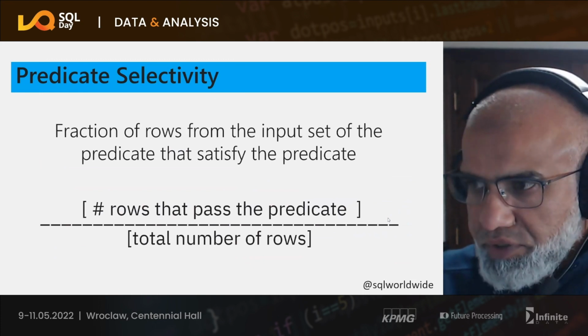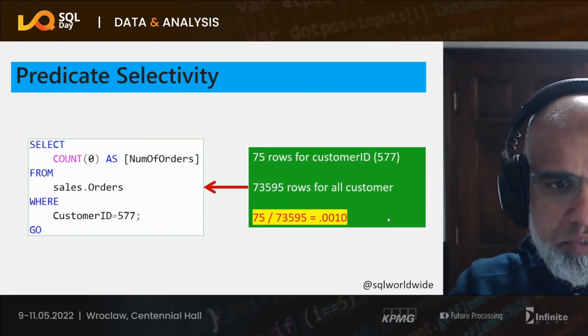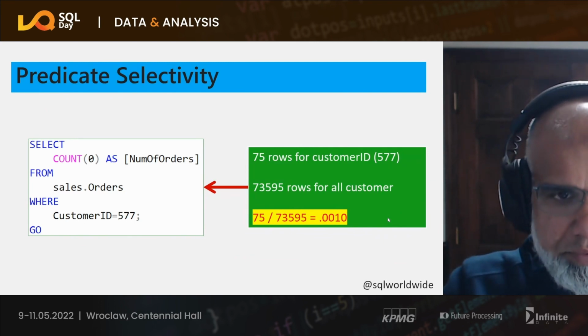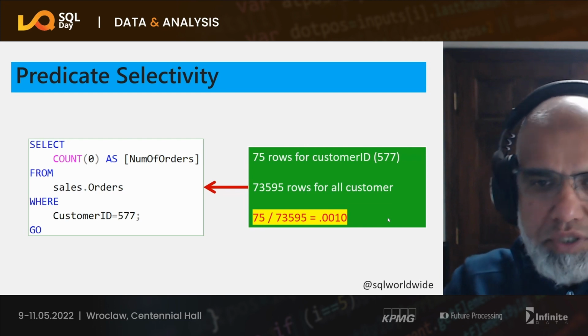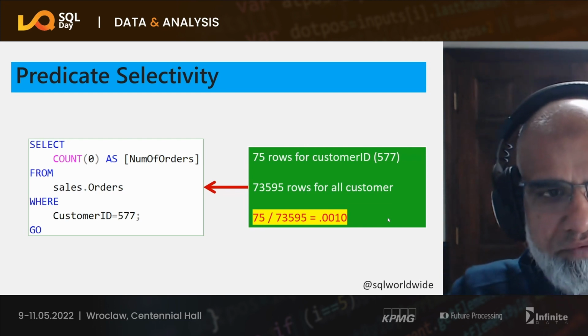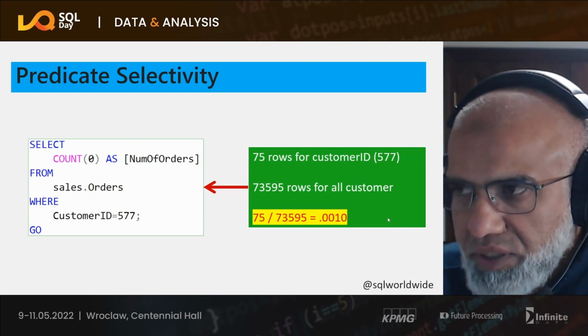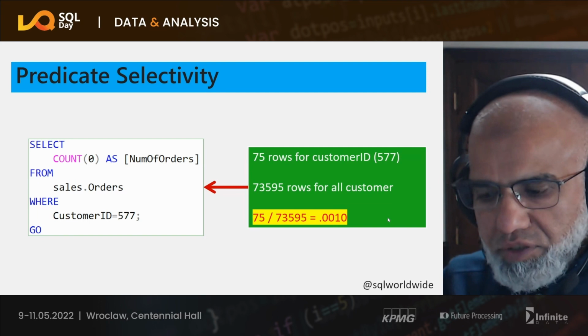Again, let's look at an example instead of going through the theory. Here we are looking at the sales.orders table, but we are passing a predicate of customer ID 577. In that sales.orders table, we have a total of 73,595 records, but because we put a predicate that our customer ID has to be 577, only 75 records out of those 73 plus thousand records qualify that predicate. So our selectivity of our predicate in this case is, as you can see, a decimal 0.001. This also plays a vital role during the estimation of the cardinality.